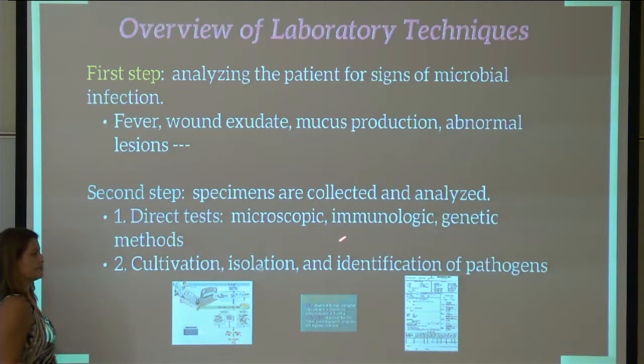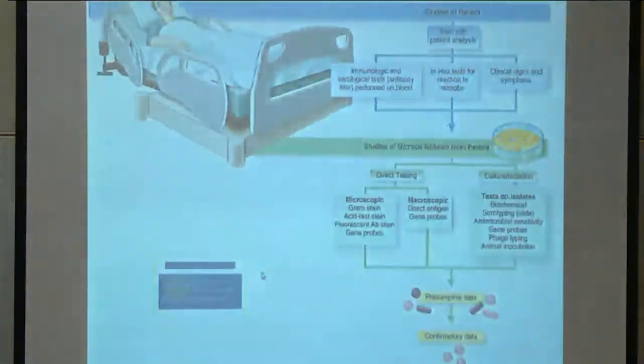Running antibody, antigen type tests. So immunological type tests, like what we're going to do in lab next week, the ELISA. We're going to do an indirect ELISA. We're trying to detect if there's any antibodies in the patient's blood for HIV. Let's go back to this little table.